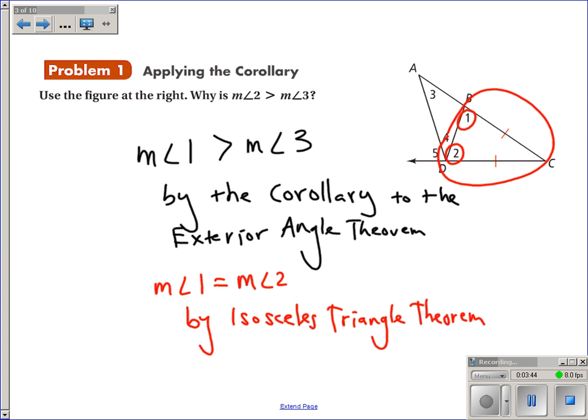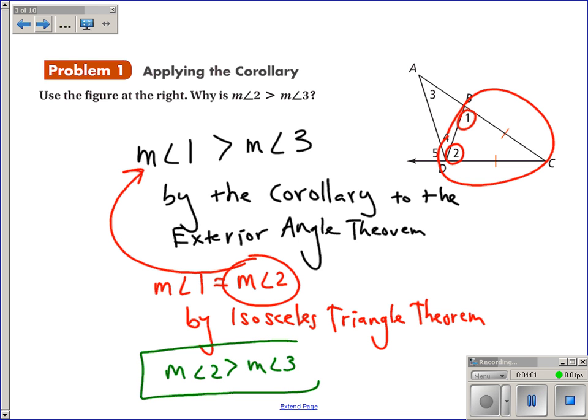Now, since the measure of angle 1 is equal to the measure of angle 2, I can substitute this into this equation, and I get that the measure of angle 2 is bigger than the measure of angle 3.